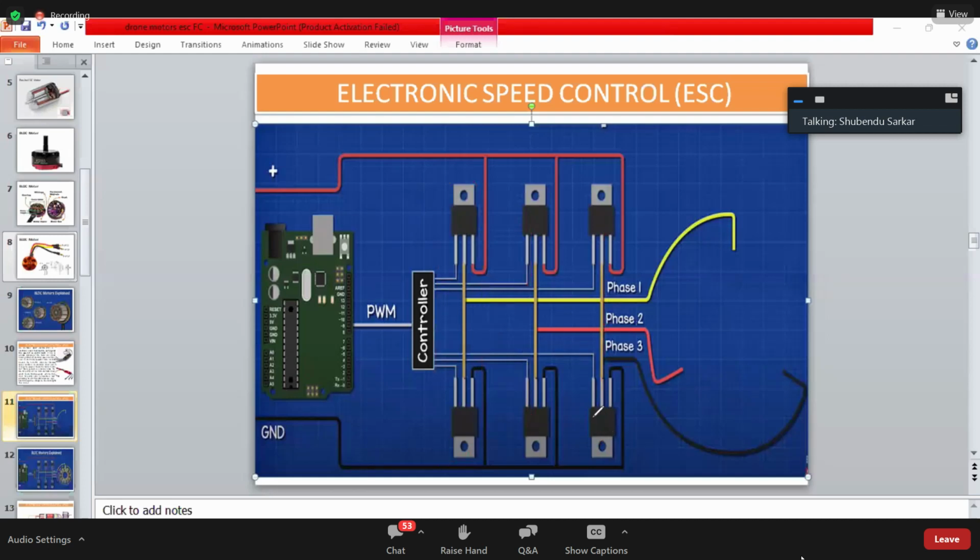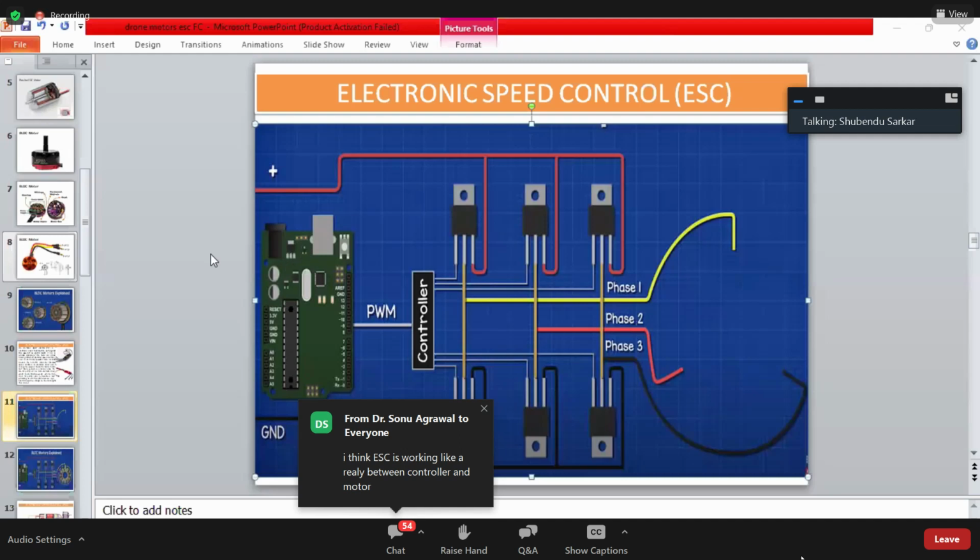All right. So what's happening here? By these 3 pairs of MOSFETs, we are creating these 3 sections, technically 3 phases in the ESC, means the 3 output wires, so that it can connect with the rotor. Okay. So how is it going to work?